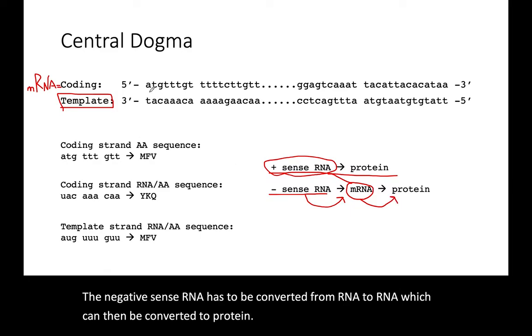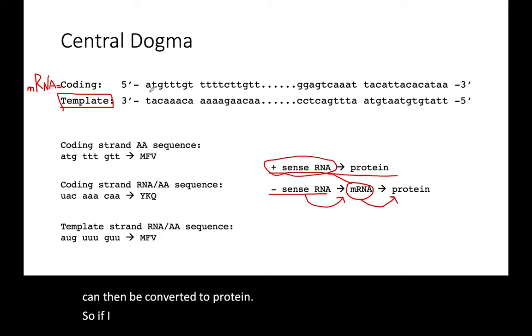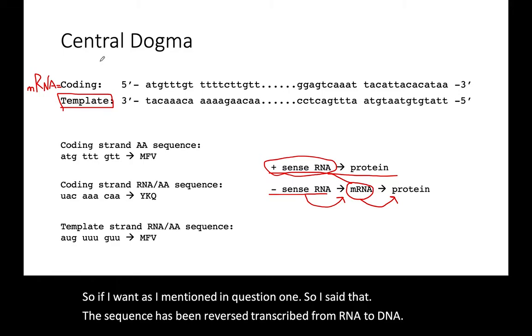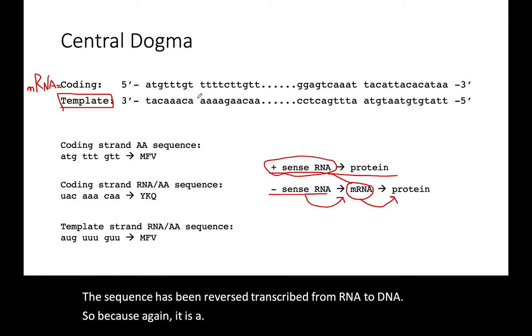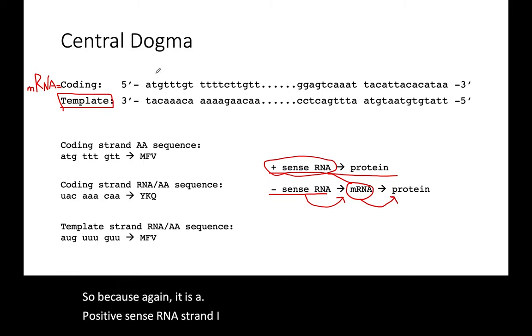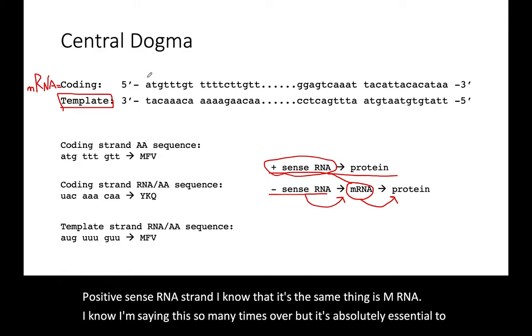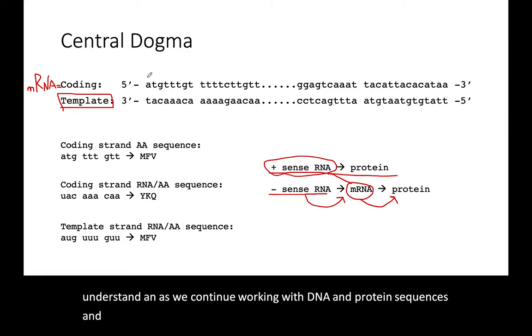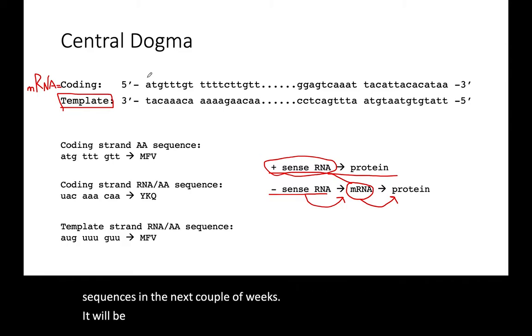So, as I mentioned in question 1, the sequence has been reverse transcribed from RNA to DNA. Because it is a positive sense RNA strand, I know that it's the same thing as mRNA. I know I'm saying this so many times over, but it's absolutely essential to understand. As we continue working with DNA and protein sequences in the next couple of weeks, it will be absolutely critical that this information is solidified.